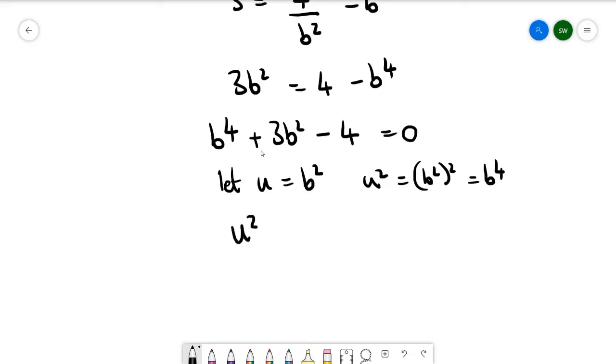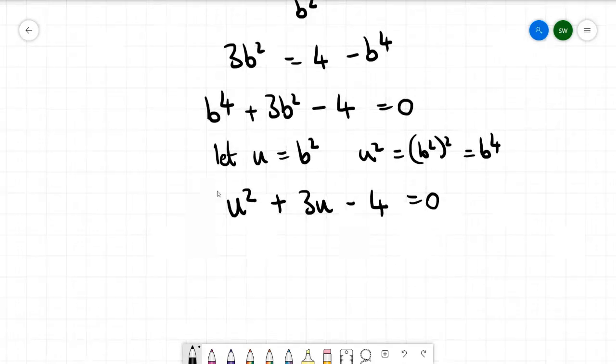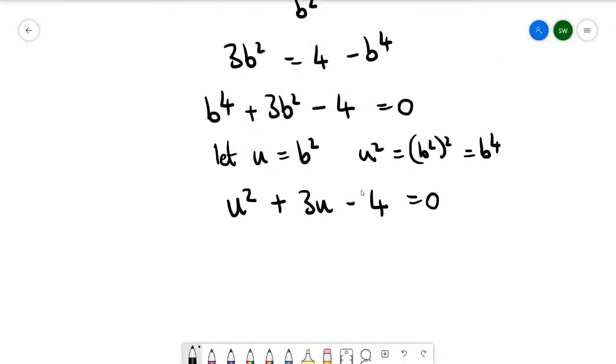So you're going to have u squared plus 3u minus 4 equals 0, just replacing b to the power of 4 with u squared and b squared with u. And now you can see that actually it's just a quadratic. So let's solve this to find out what u is. We're going to get two solutions for u. We're going to get u equals 1 or u equals minus 4.